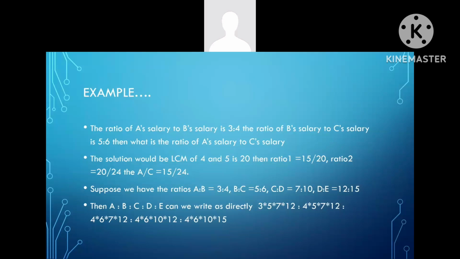Next comes another example. Suppose we have the ratios A is to B equals 3 is to 4, B is to C equals 5 is to 6, C is to D equals 7 is to 10, D is to E equals 12 is to 15. Then A is to B is to C is to D is to E can be written directly as 3 into 5 into 7 into 12 is to 4 into 5 into 7 into 12 is to 4 into 6 into 7 into 12 is to 4 into 6 into 10 into 12 is to 4 into 6 into 10 into 15.